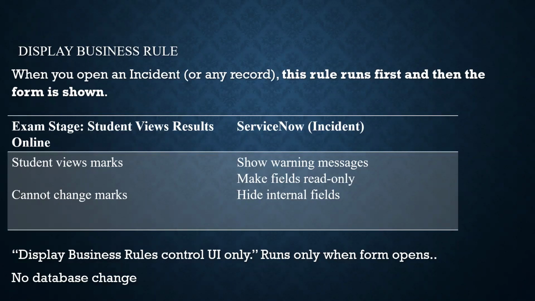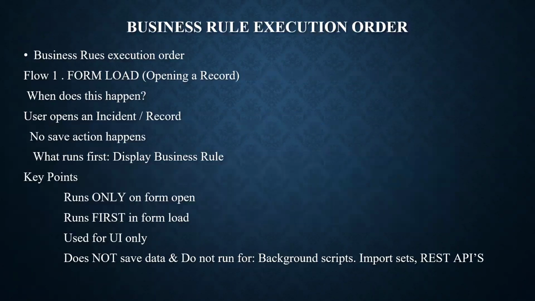Now coming to the point, order of execution. So display business rule, when will it work? While the form loads, when opening a record. When will it happen? The user opens an instance record, and no save action happens. So what runs first? Display business rule first. Key points: it runs only on form open and runs first in form load. Use it for UI only. It does not save data. It does not run for background scripts, import sets and REST APIs. So please consider this point.